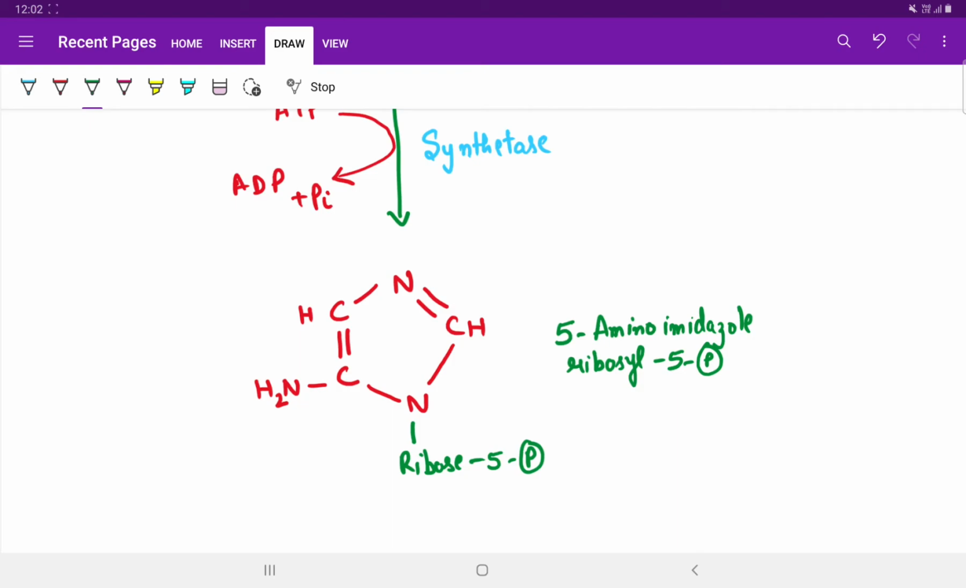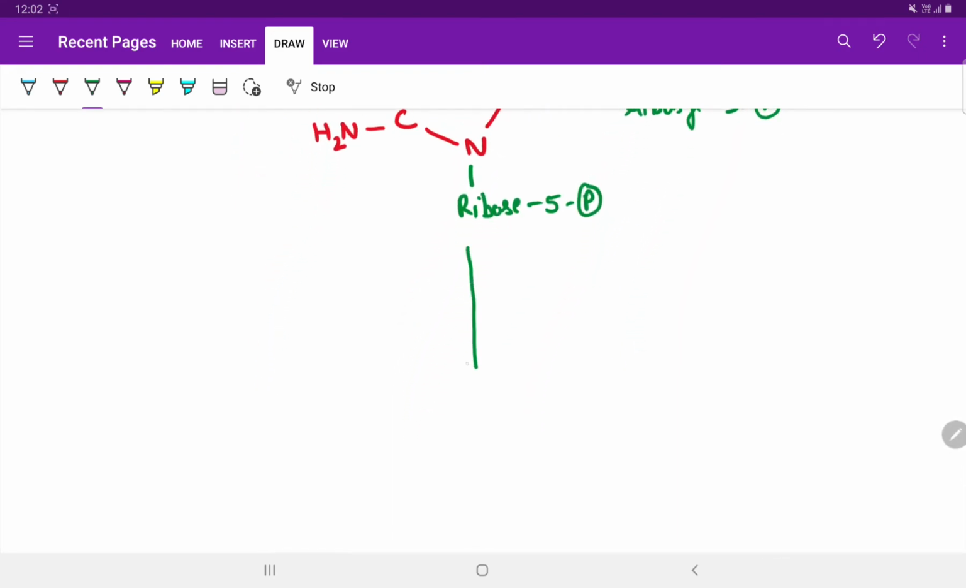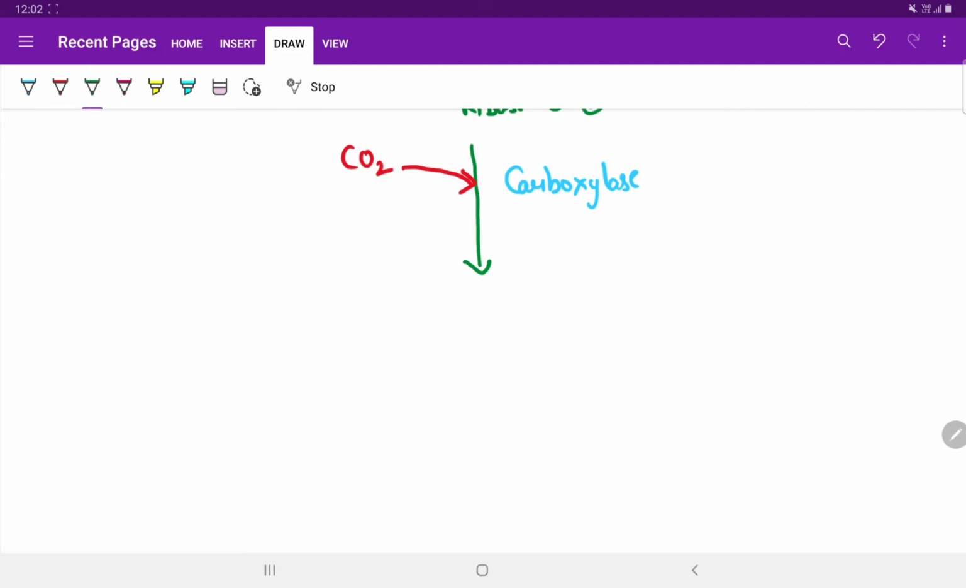After this the carboxylation will occur for the formation of a 6-membered ring along with this, so that a purine moiety is formed. This will be the carboxylation by addition of one carbon dioxide molecule in the presence of carboxylase enzyme. So how will this occur? Now let us see. So this is our aminoimidazole ring.